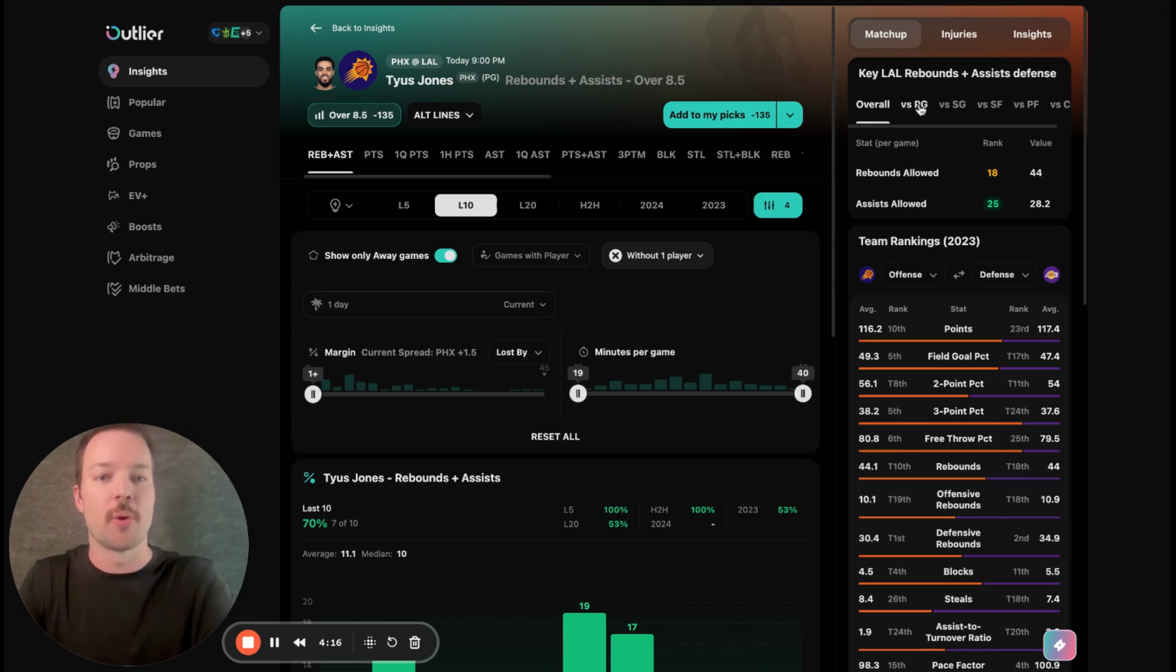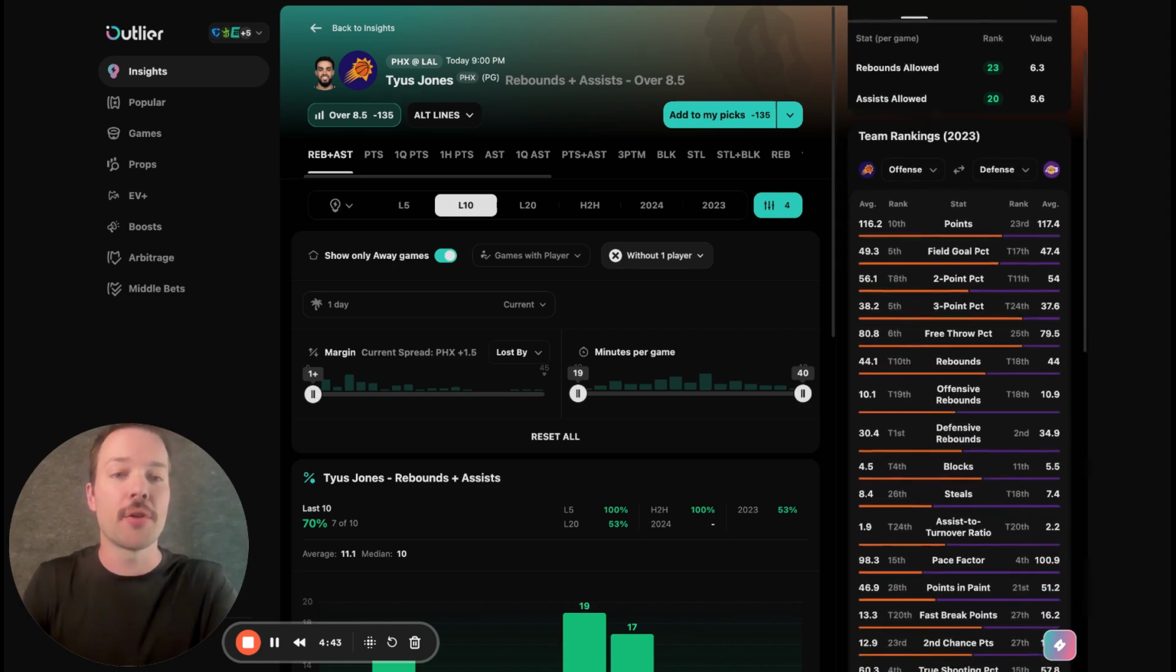So Tyus Jones is a point guard, right? Let's look at point guards. How do the Lakers perform against point guards with respect to rebounds and assists? Well, check this out. The defensive rankings are green, meaning that the Lakers give up the 23rd most rebounds to point guards and the 20th most assists to point guards. These are two favorable matchups for Tyus Jones, so I'm really liking what I'm seeing.